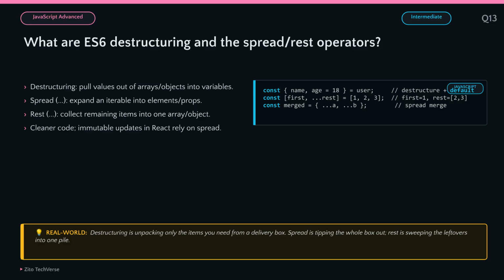Imagine a delivery box. Destructuring unpacks only the items you need. Spread tips the whole box out, and rest sweeps the leftovers into one pile.